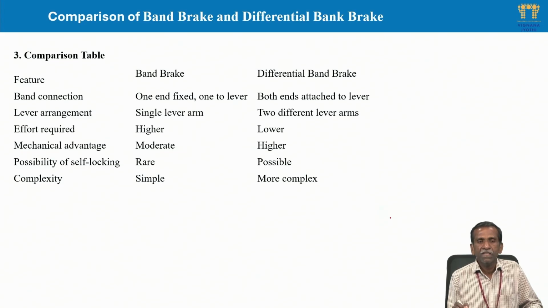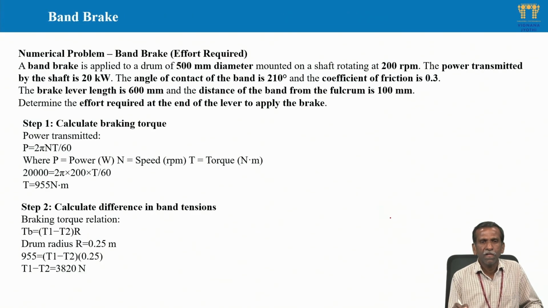Okay, self-locking is very rare in the case of a band brake, but self-locking is possible in a differential band brake. What do you mean by self-locking? Without applying effort also, because of tension differences and opposite movements, the brake itself gets applied. Complexity: the simple band brake is simple, and the differential band brake is a little bit more complex, as we have seen. Okay, I think you are able to understand.